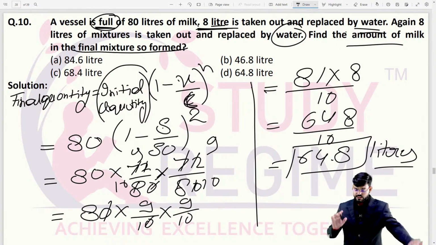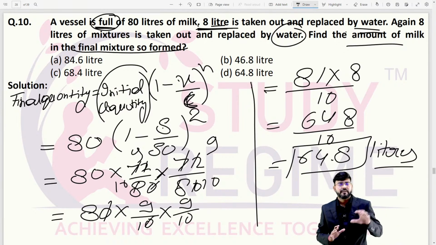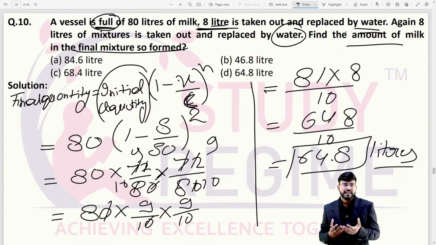Very easy. I have done nothing, I have just used the formula. Final quantity is equal to the initial quantity multiplied with 1 minus x by c to the power n, where n is how many times the process has been repeated, x is the quantity which has been taken out at a time, and c is the capacity of the container. Here the container was already full with milk, so the capacity and the initial quantity were the same.